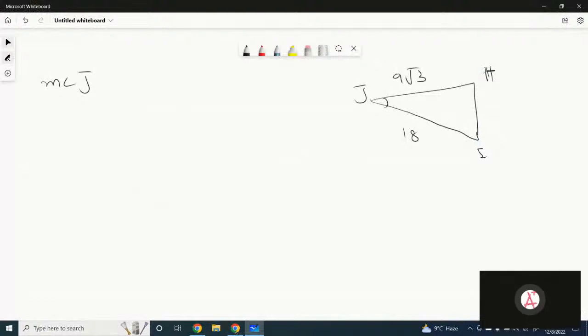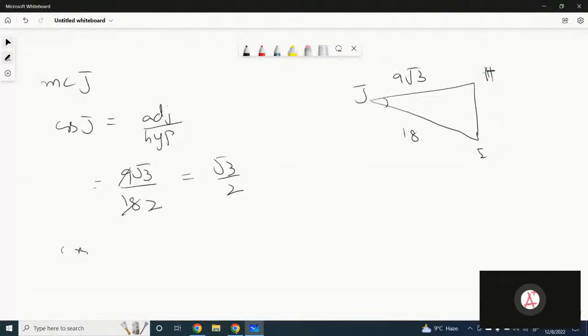So just look at angle J. You are given the adjacent side and the hypotenuse. That means you have to use cos of J equals adjacent divided by the hypotenuse. So adjacent is 9 square root 3 and hypotenuse is 18. So it would be 9 times 1 is 9 and 9 times 2 is 18. It would be square root 3 over 2.